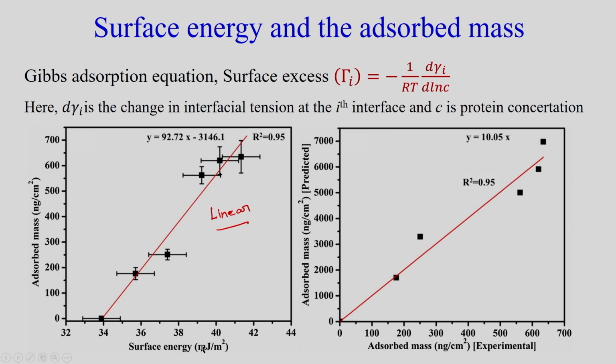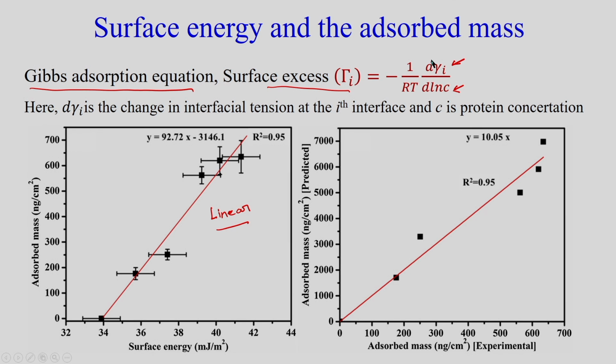Now, from here one can also theoretically estimate the surface excess or the adsorbed mass using the Gibbs adsorption isotherm, which says the surface excess is related to the change in the interfacial tension at the i-th interface, meaning it may be solid-liquid, solid-vapor, or liquid-vapor, and ln C, that is the concentration, T is the temperature, and R is the gas constant.